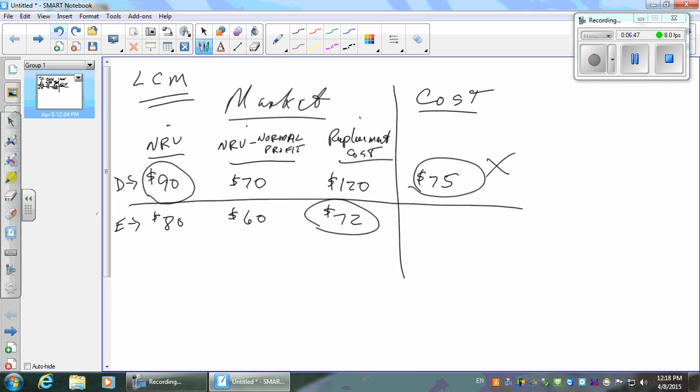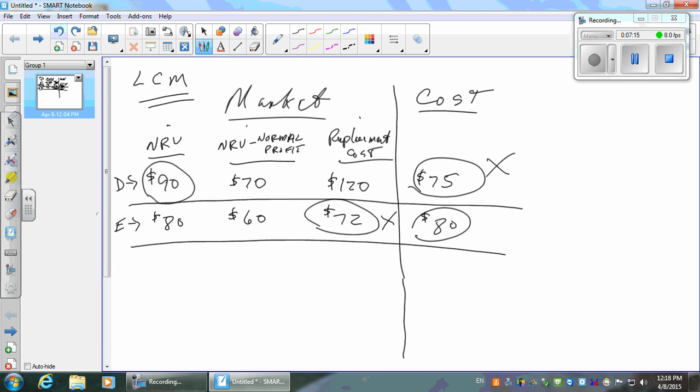And then what's the cost? 80. And then I'm going to compare 72 to 80. Which one am I going to pick? The lower one, 72. Times the number of units I have, that's it. Okay? Lower of cost or market. I guess they're good estimates. I don't know why we don't take the average of the three. I don't know. What was the value? Okay?